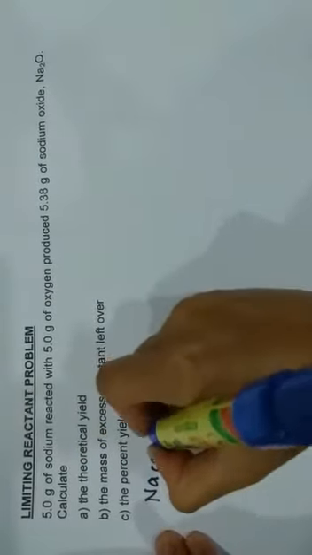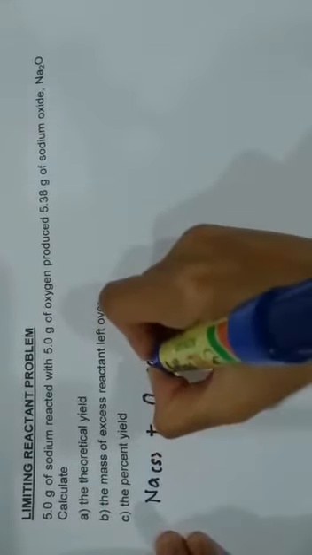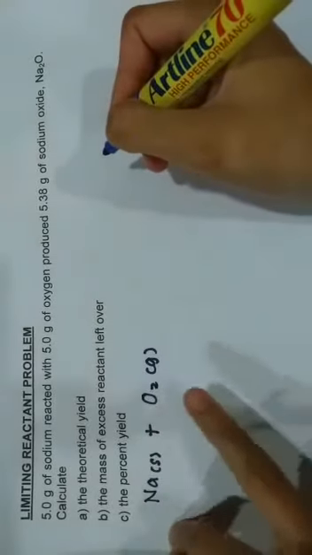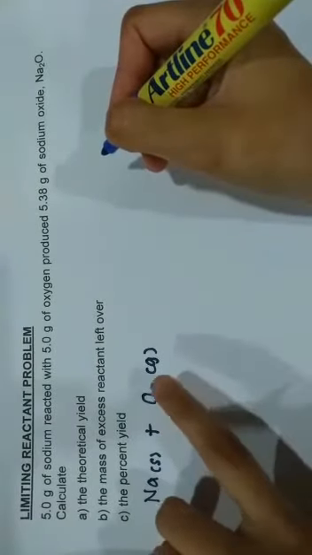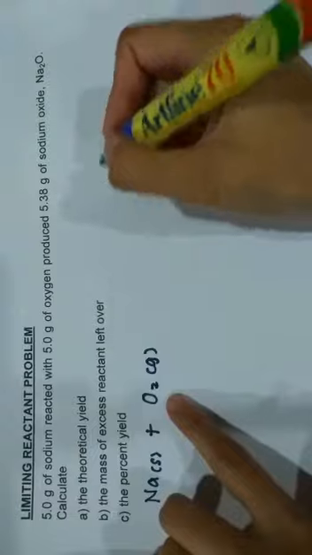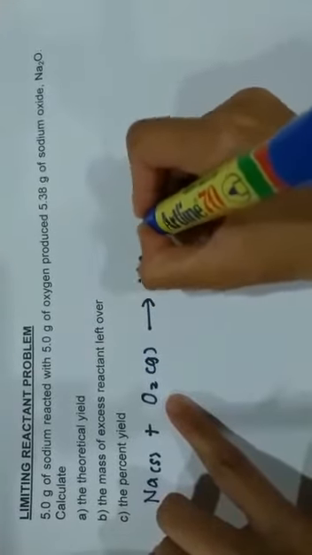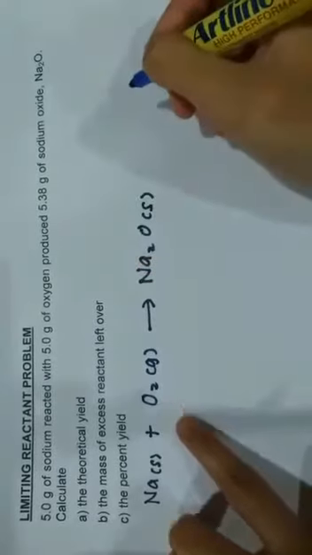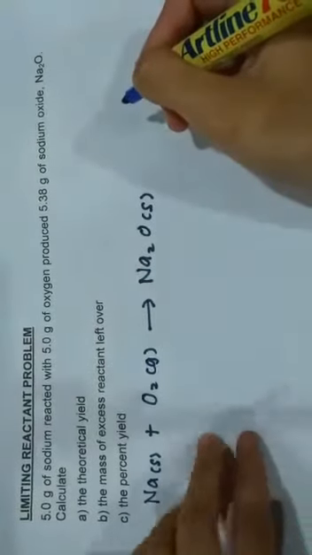The first thing that you need to do is you must write your chemical equation, and you must remember your chemical equation should be balanced. Let's say we have sodium solid reacting with oxygen gas. Your oxygen gas must be in the form of O2, tak wujud sebagai O saja, to form Na2O solid.